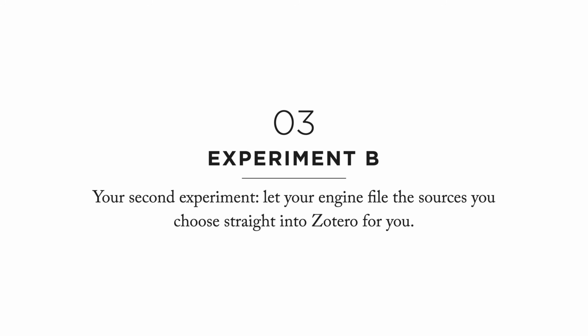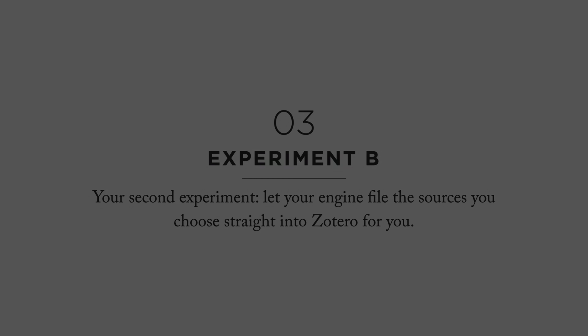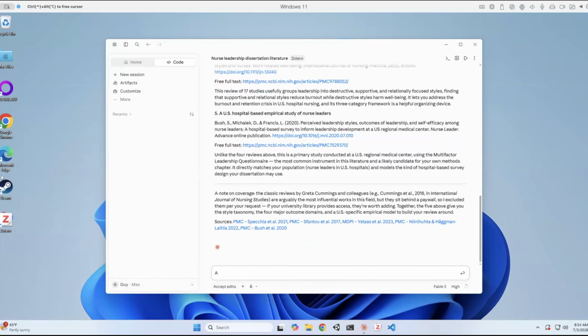Experiment B is where things get really fun. You've chosen your papers. Now watch the engine file every one of them into a Zotero folder. And this is where we're going to leave behind what you've probably done before. We're going to ask Claude to download and catalog these sources directly into Zotero. So type, all these papers seem quite useful. Go ahead and integrate them into my Zotero library. That's it. That's the whole prompt.